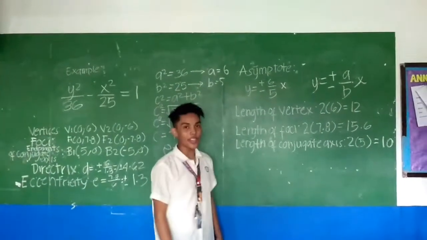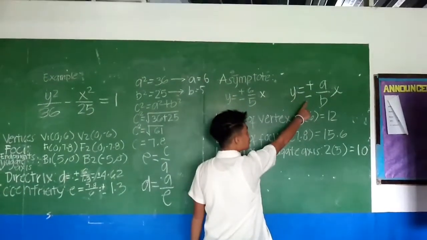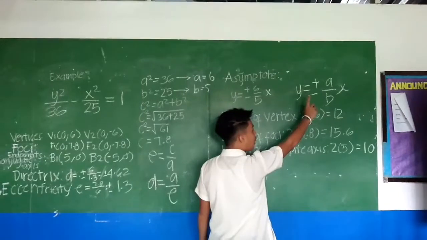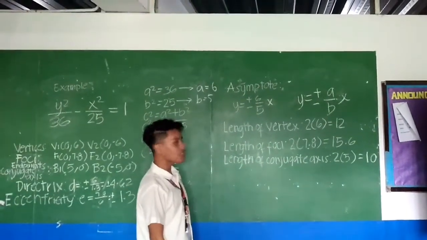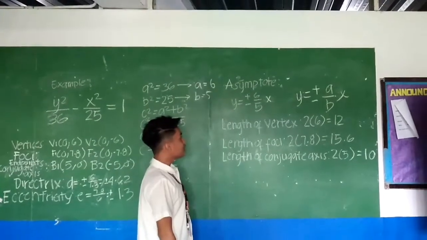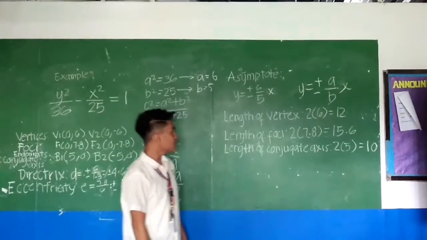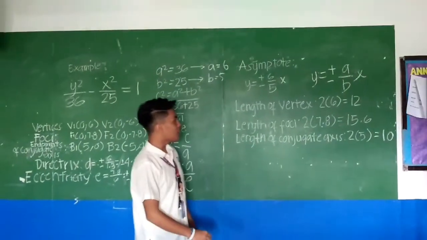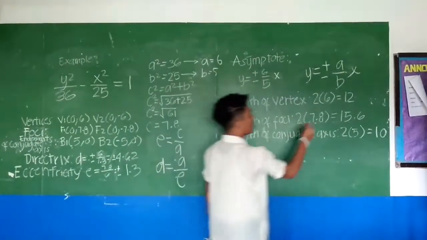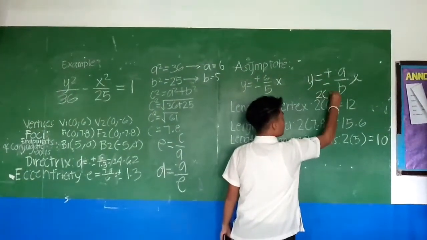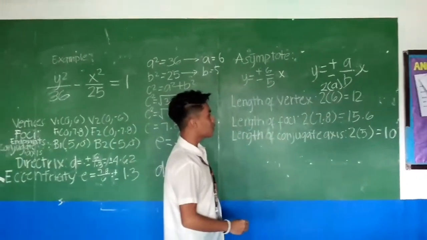Then, we're going to find the value of the asymptote by using the formula y is equal to positive negative a over b x. So, the value of the asymptote will be y is equal to positive negative 6 over 5 x. Then, we're going to find the length of the vertex by using the formula of 2 times a. So the value of the vertex will be 12.